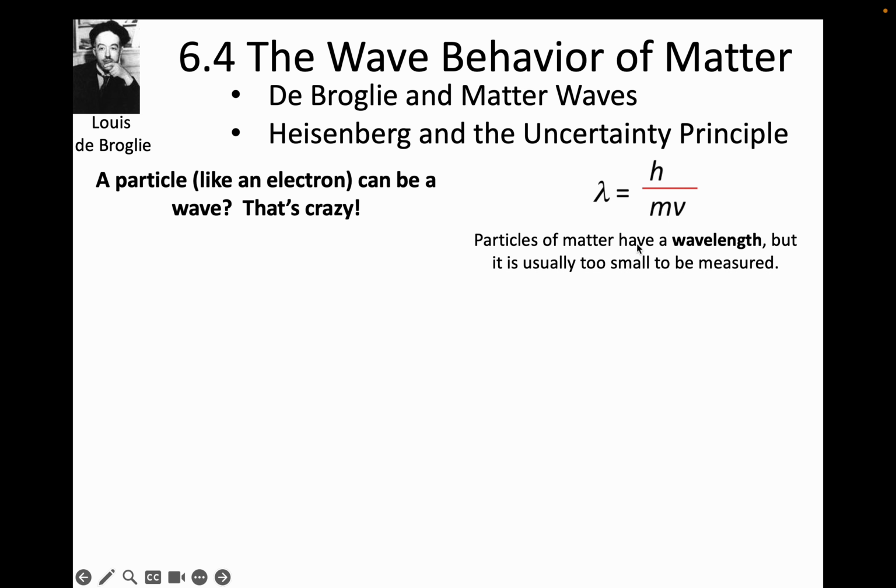Here's his equation describing matter when it has characteristics of a wave. He would say that matter has a wavelength that's equal to Planck's constant divided by the momentum, the mass and the velocity. This could be used to take any particle and figure out what its wavelength would be.